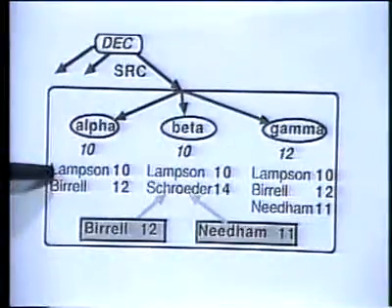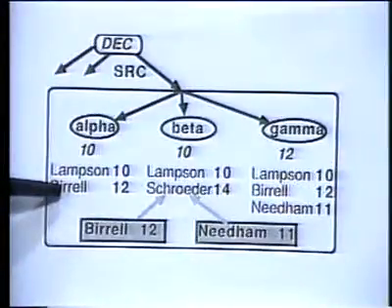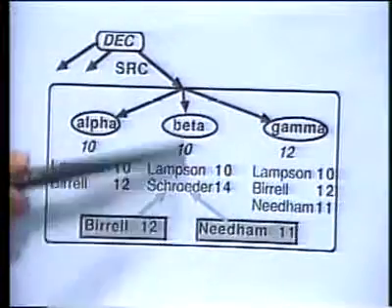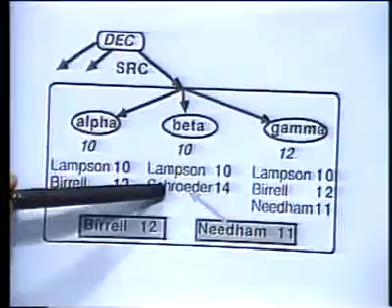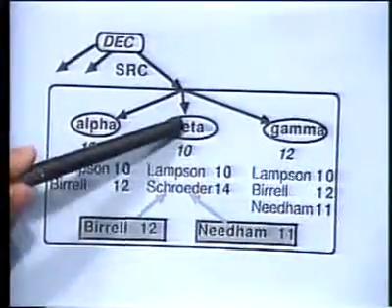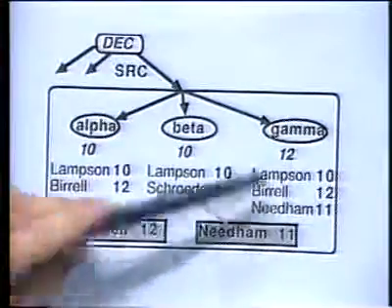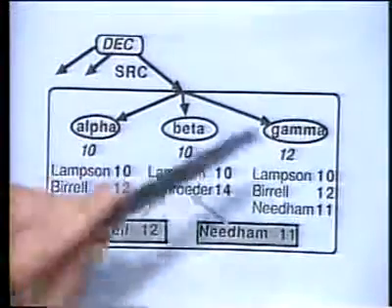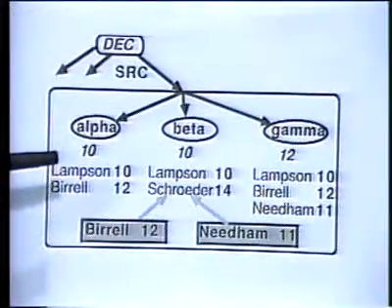Lampson appears in all 3. Birrell appears only in the alpha one and the gamma one. Schroeder appears only in the beta one. This is a reflection of the fact that presumably the name Schroeder got introduced in the beta copy and hasn't yet propagated to the other copies. The name Birrell got introduced in one of alpha or gamma, did get propagated to the other, but hasn't yet made it to beta. The name Needham only got introduced at gamma.